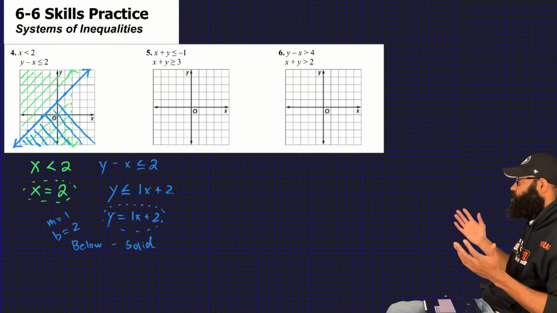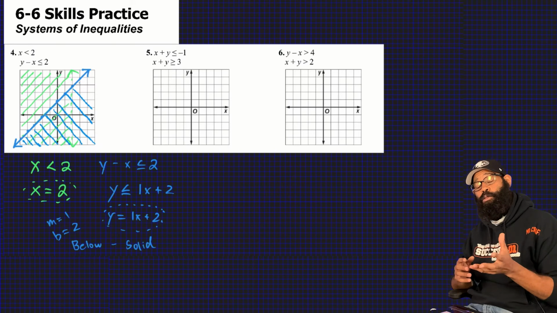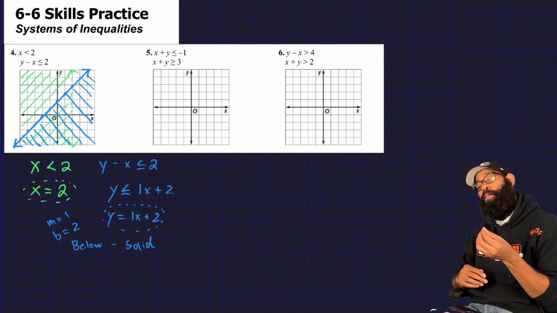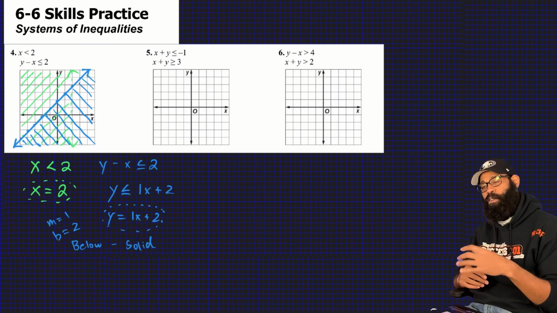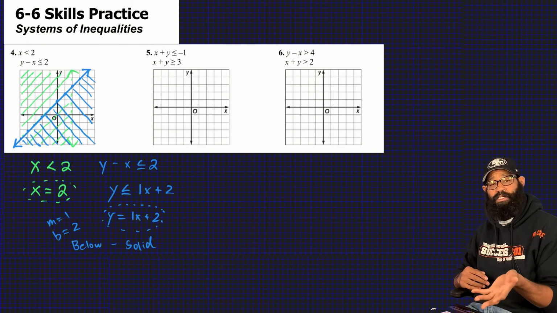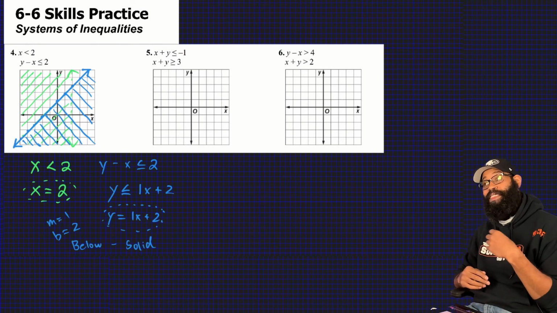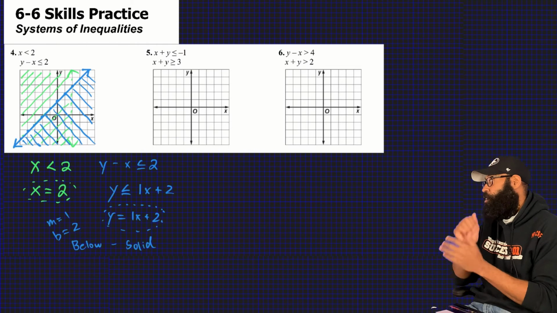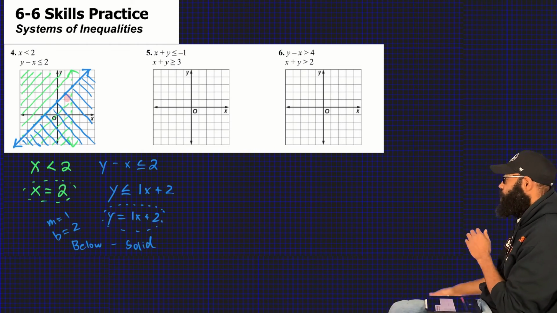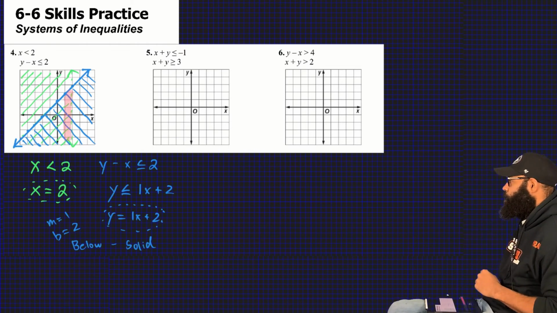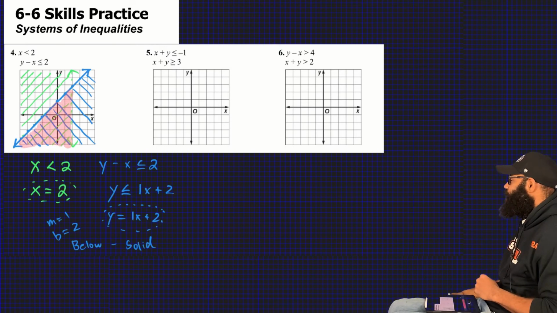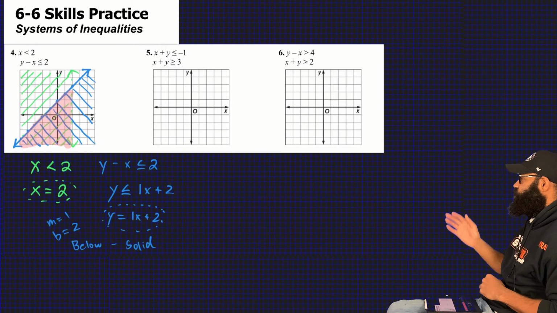And of course, guys, we can do a test point. If you don't remember what a test point is, we pick a point on the coordinate plane. Usually it's 0, 0. And we find out if it's true or false. If it's true, that's the shaded area. If it's false, that's not the shaded area. We shade the other area. But do you see your double shaded area here, guys? You should. You see where it's also blue and green together, and that is what we would call the solution to the system of inequalities.